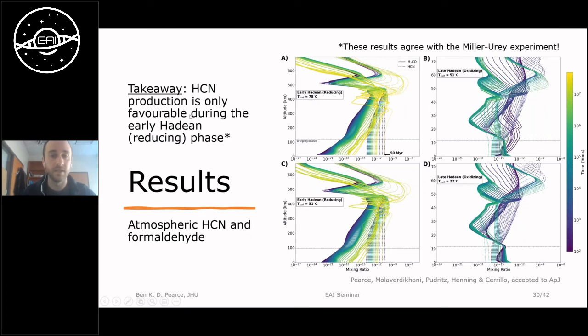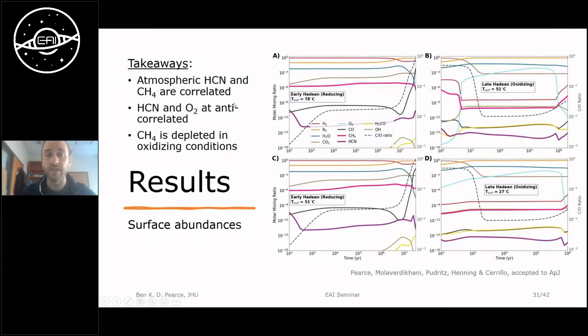If we look at just the surface abundance of various species, so just that bottom atmospheric layer, I'll just point out methane in pink and hydrogen cyanide in purple. We see there's a correlation. We see a few different correlations here. So for instance, looking at the pink and purple, after about 100 or 300 years or so, these lines kind of trace each other in all of these plots.